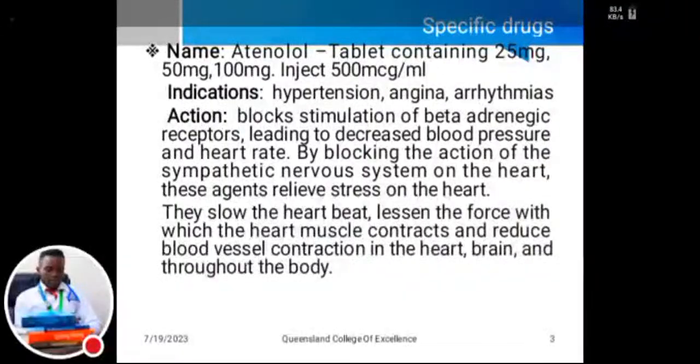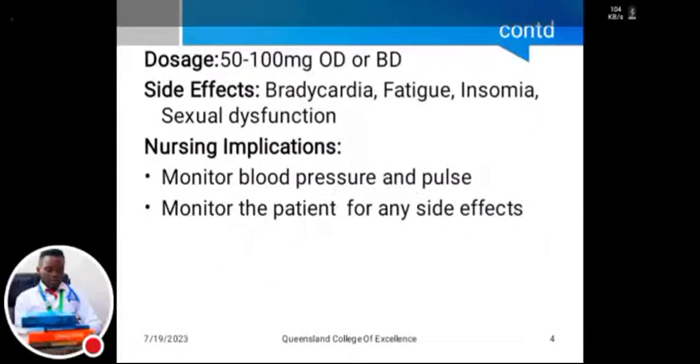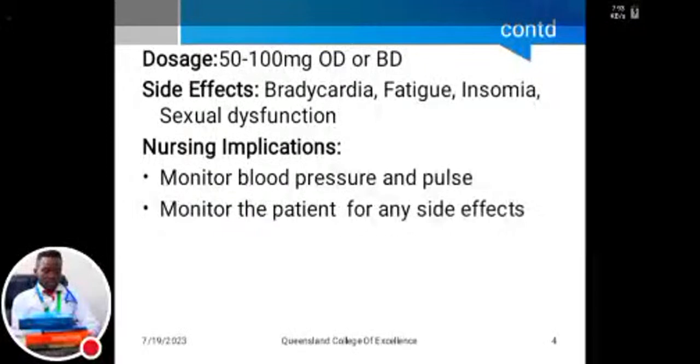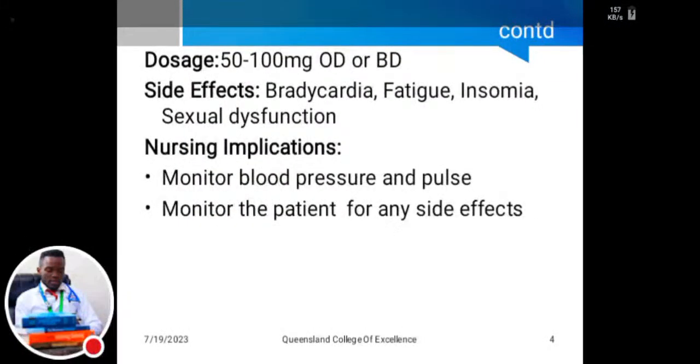Okay, now as for the dosage, you can give 50 to 100 milligrams. That one is just once daily. BD is twice daily.